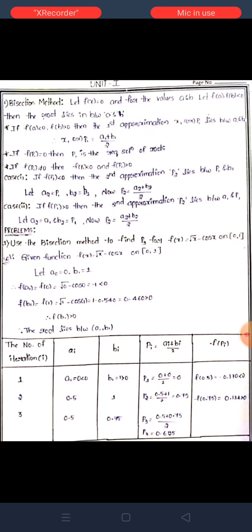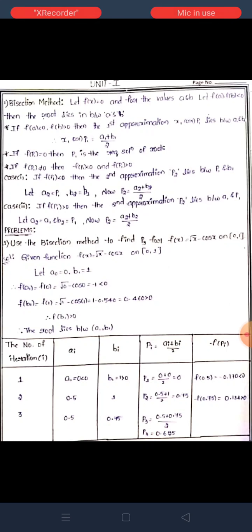Now we will solve some problems. First problem, use the bisection method to find p3 for f of x is equal to root x minus cos x on the interval 0, 1. Given function f of x is equal to root x minus cos x on the interval 0, 1. Let a1 is equal to 0, b1 is equal to 1.